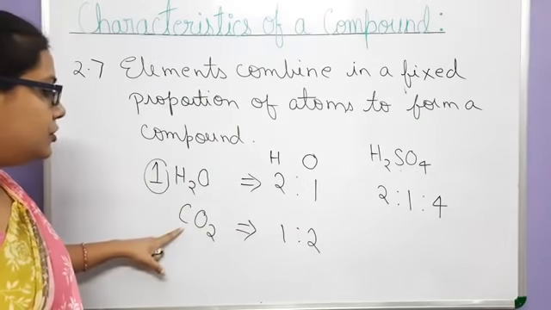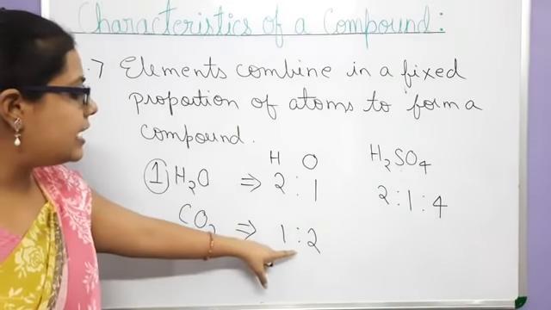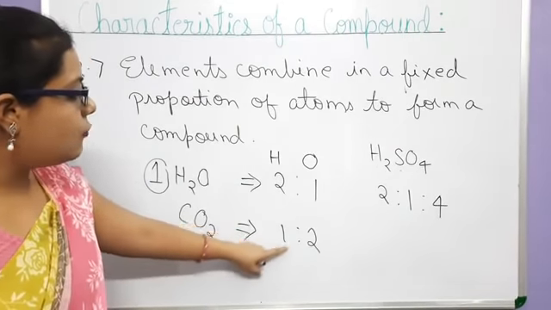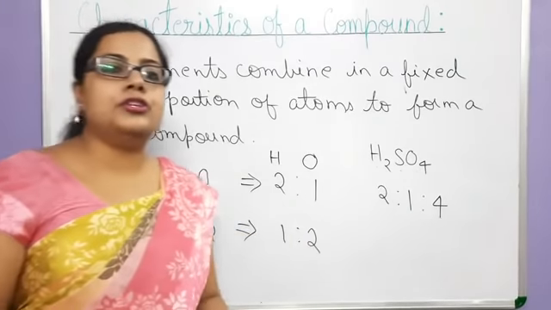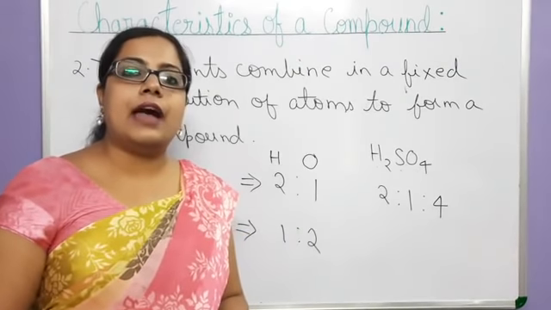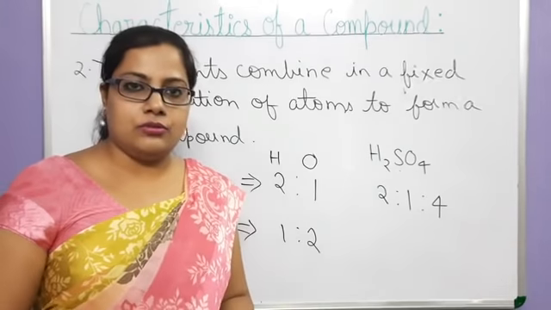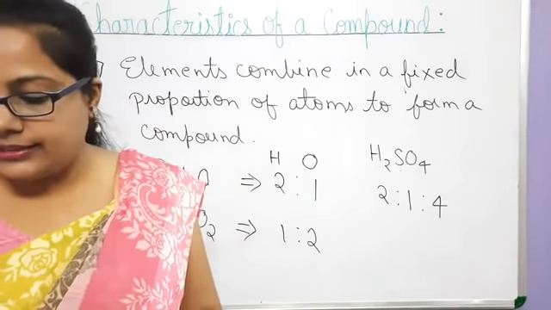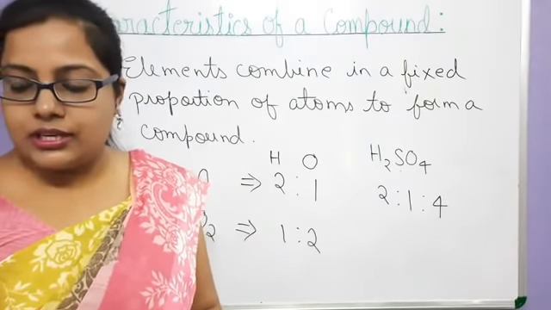Similarly, if one molecule of carbon dioxide has the atomic ratio of 1:2, then every molecule of carbon dioxide will have the same atomic ratio. Okay, so I think this concept is clear.